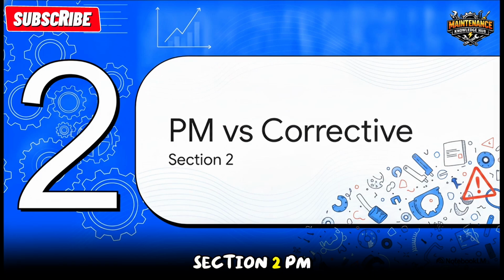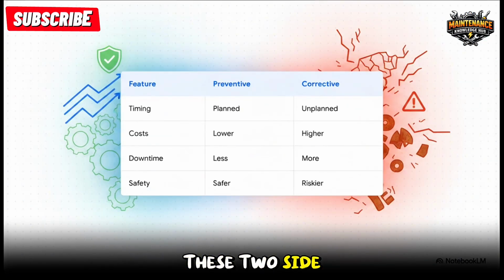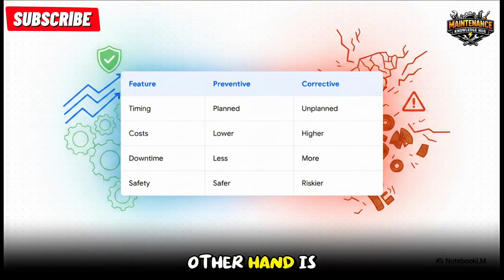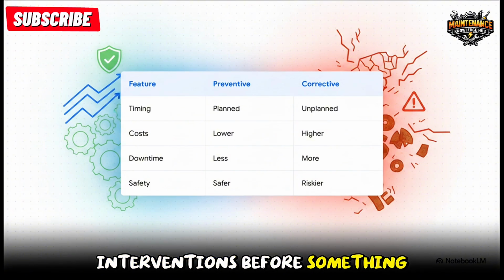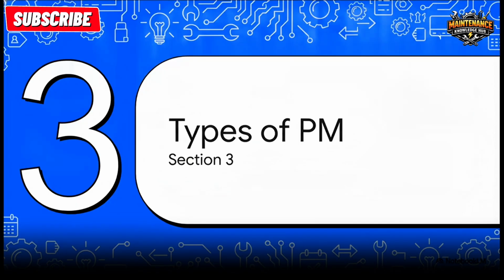Moving on to Section 2, PM versus corrective maintenance. When we put these two side by side, corrective maintenance is purely reactive. It's unplanned, happens after a failure, and guarantees you higher repair costs and a ton of downtime, not to mention a much higher safety risk. Preventive maintenance, on the other hand, is the ultimate proactive solution. Because you're planning interventions before something snaps, you lock in lower costs, minimal downtime, and a significantly safer floor for everybody working there.